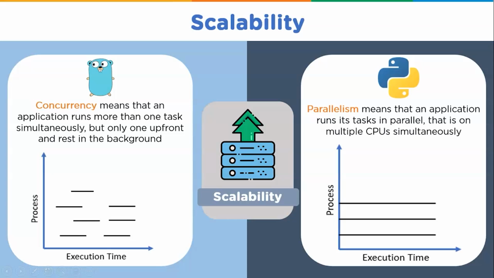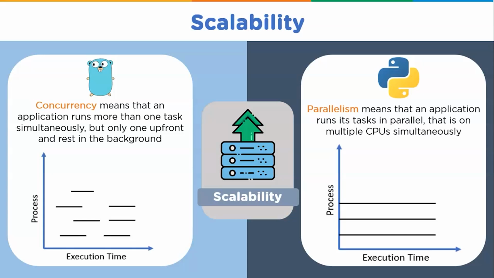Let's understand the concept of concurrency and parallelism. Concurrency means that an application runs more than one task simultaneously, but only one upfront and rest in the background. If the computer possesses one CPU, the application may not progress on multiple tasks simultaneously, but more than one task is processed inside the application. It does not finish one task before it begins the next. You can see the plot of concurrency here. Here, different tasks are running, but only one is running at the upfront and others are running in the background.